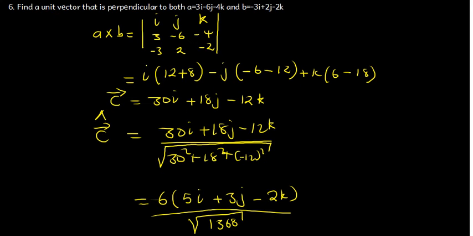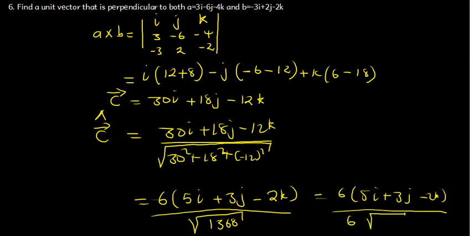And we know that the square root of 36 is a 6. So what we have is, on top we have got 6 multiplied by 5i plus 3j minus 2k. And then in the denominator we have got the square root of 36, that is a 6, and then the square root of 38. So this 6 and this 6 is going to cancel out. This is just going to give us 5i plus 3j minus 2k divided by the square root of 38. So that is going to be it for this one.